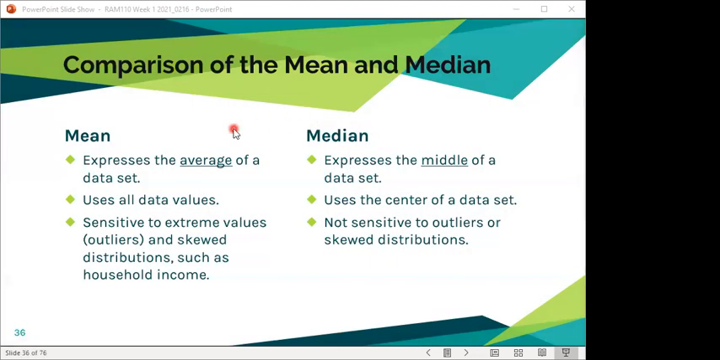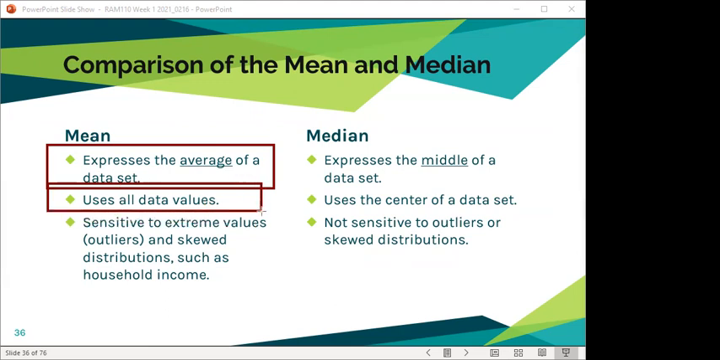Cool. All right. So comparison, mean versus median. Well, the mean expresses an average of all the data values, okay? And since it uses all the data values, it's also sensitive to extreme values. Well, what do you mean?